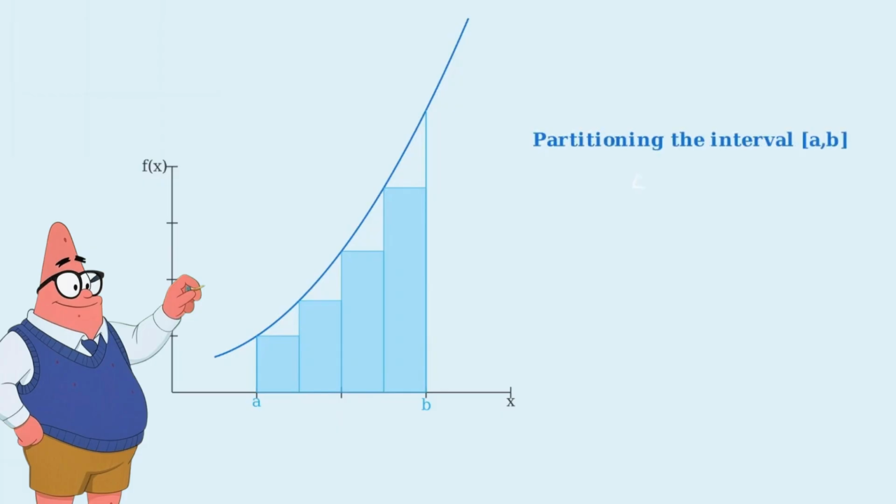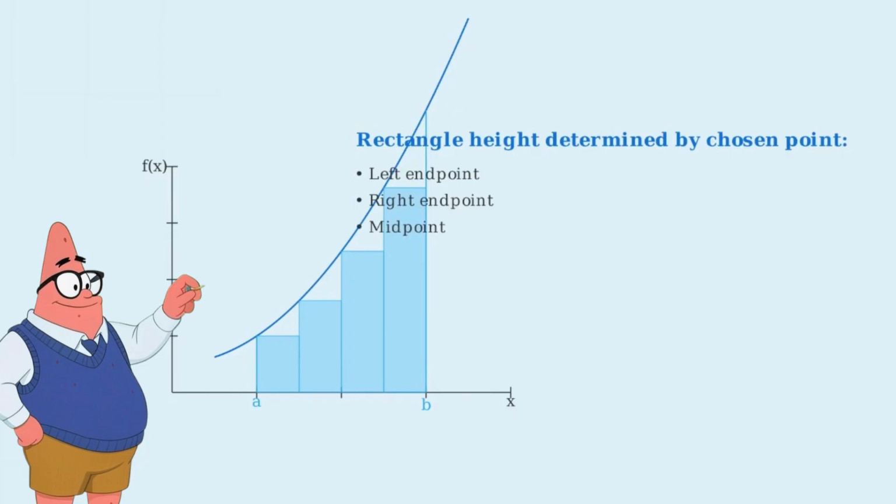We partition the interval by dividing it into n equal subintervals. The width of each subinterval is delta x, which equals b minus a divided by n, where n is the number of rectangles. The height of each rectangle is determined by choosing a specific point within each subinterval. We can choose the left endpoint, right endpoint, or midpoint of each subinterval.